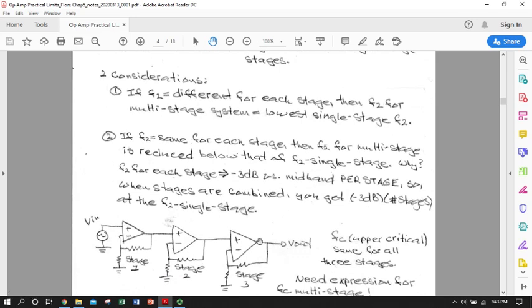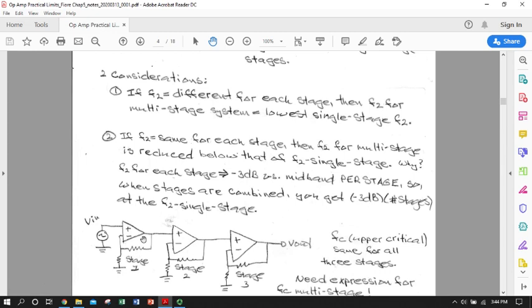Here's an example of 3 ganged op amps, where we've got a frequency-variable signal coming into the non-inverting terminal. We've got some feedback network that gives it a gain, and then we amplify it again in stage 2 and again in stage 3. V out over V in is going to be the gain of each of these 3 stages multiplied together, the voltage ratio gains. If the upper critical frequency for each of these stages is different, then the system is going to be limited by the lowest one.